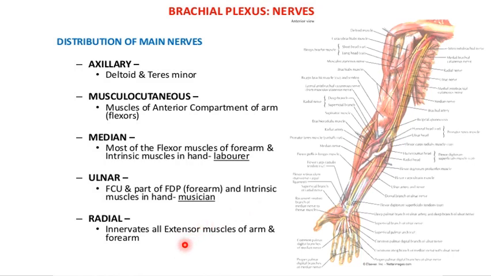And the last is the radial nerve, which monopolizes the posterior compartment of the upper limb. So it innervates all the extensors of arm, forearm, and also the cutaneous sensations of the dorsal side of the hand, along with the median and the ulnar nerves.